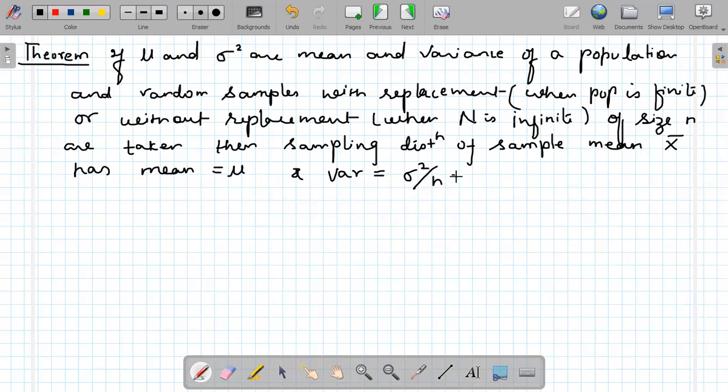You can see the variances get reduced. So original variance was sigma square, but sampling distribution of sample means has variance sigma square upon n. So we can prove this.